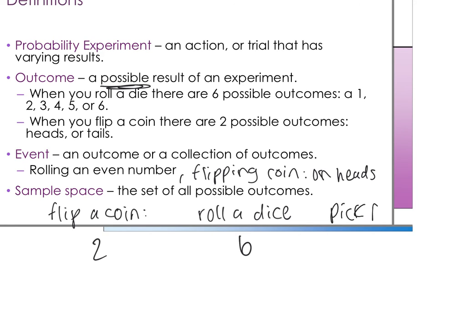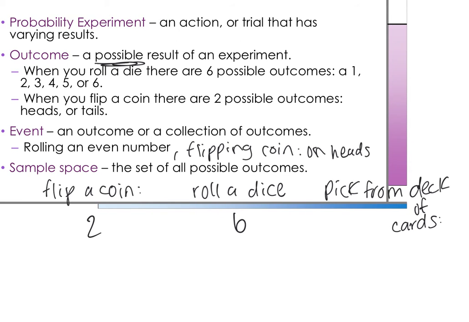If you pick a card, how many cards are there total in the deck? Is it 52 or 54? 52. It's 52. Okay? So our sample size is 52. So it's the list of all possible outcomes. Okay?